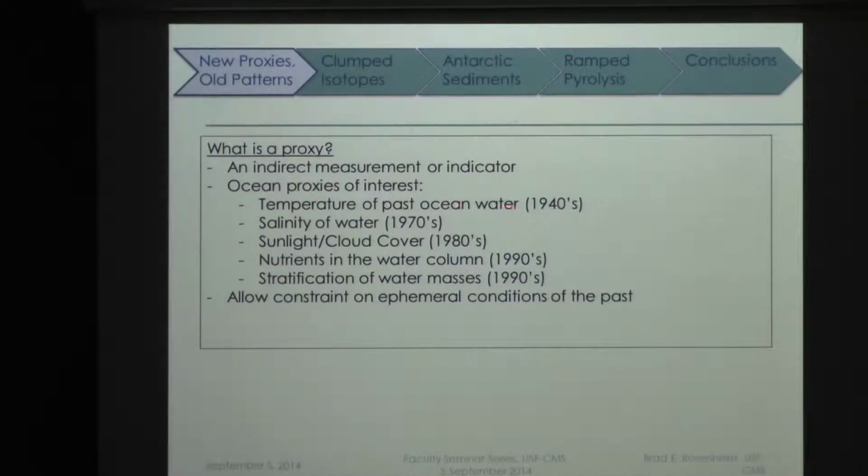I put some general decadal-scale times of when they came about, but some of the things that we're interested in are the temperature of past ocean water, salinity of the ocean water, sunlight and cloud cover, nutrients in the water column, stratification of water masses, even presence or absence of currents. These are all things that we can get at using geochemical proxies.